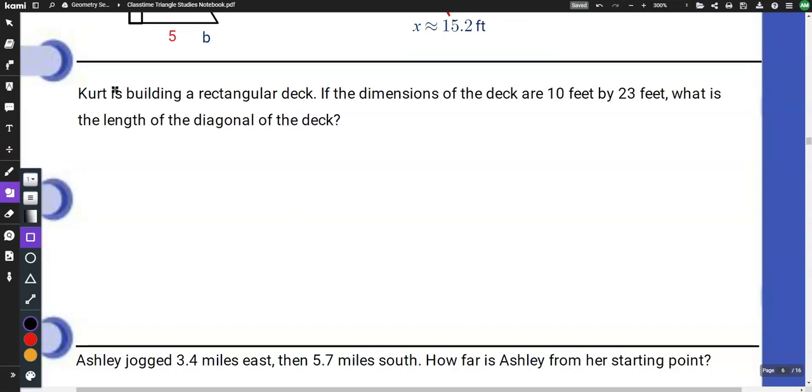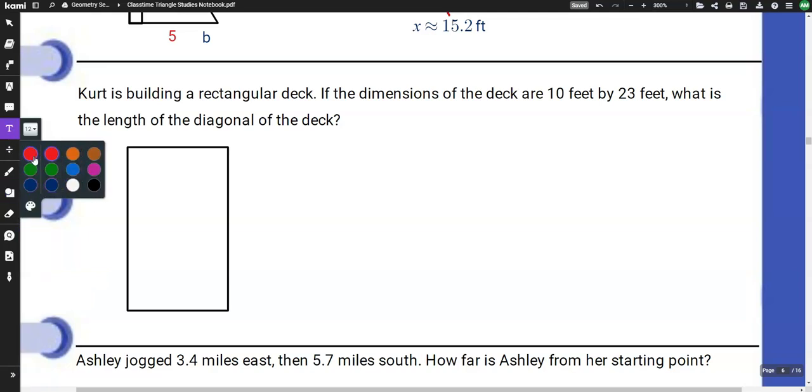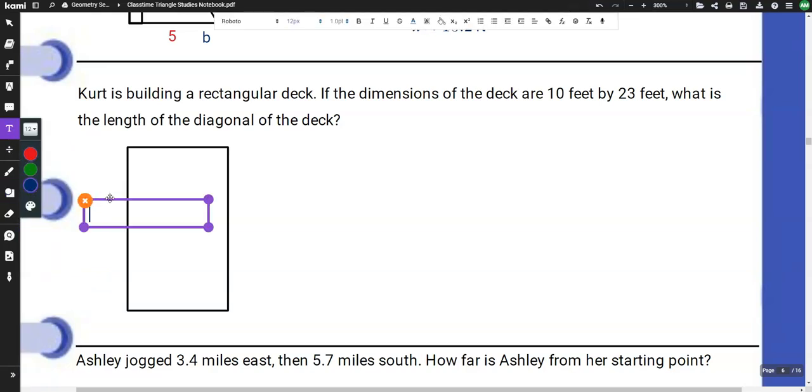Up next, Kurt is building a rectangular deck. If the dimensions of the deck are going to be 10 feet by 23 feet, and again, I'm just going to say this one looks smaller, so I'm going to make that one 10. And this one looks larger, so that one's my 23. Dimensions mean the length and width when we're talking about a rectangle. And they want to know what is the length of the diagonal.